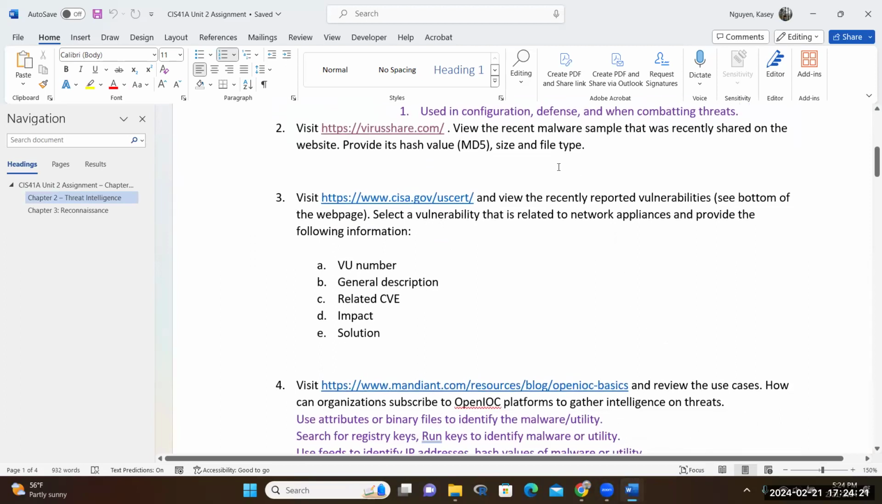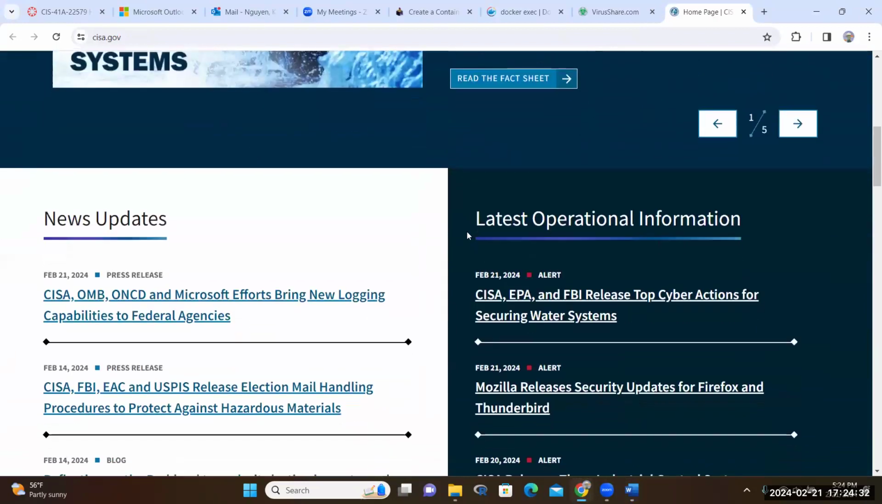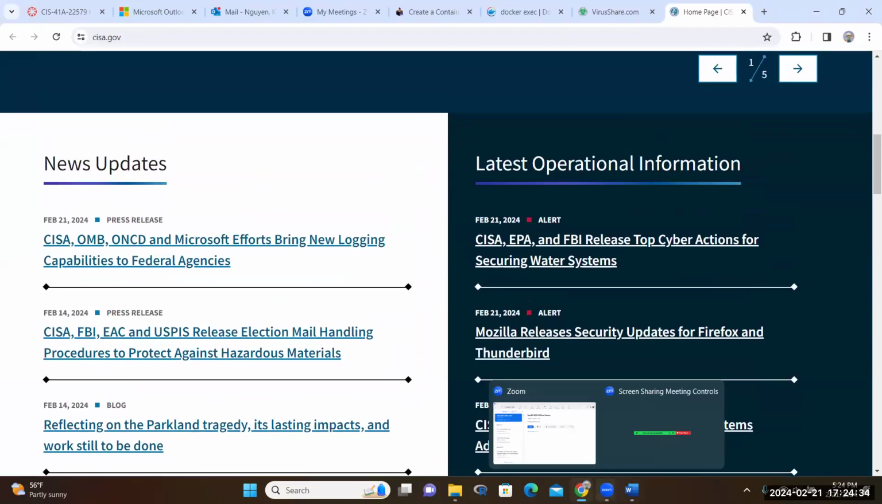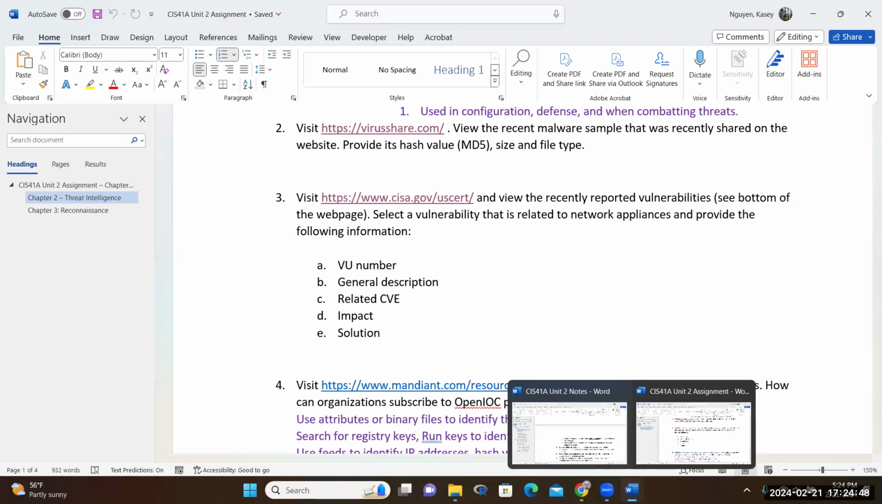I have you go into the CISA website. So you can click. And then what you're going to do is view a recent vulnerability. So we're going to go down to the bottom of the page, and we're going to try to find a vulnerability, and we're going to try to find it for a network appliance.